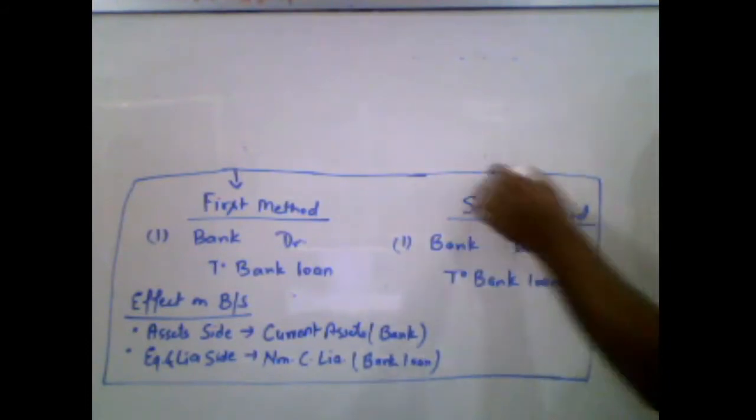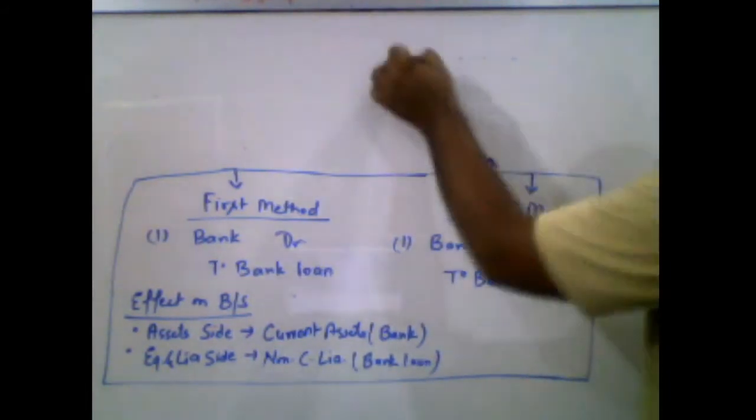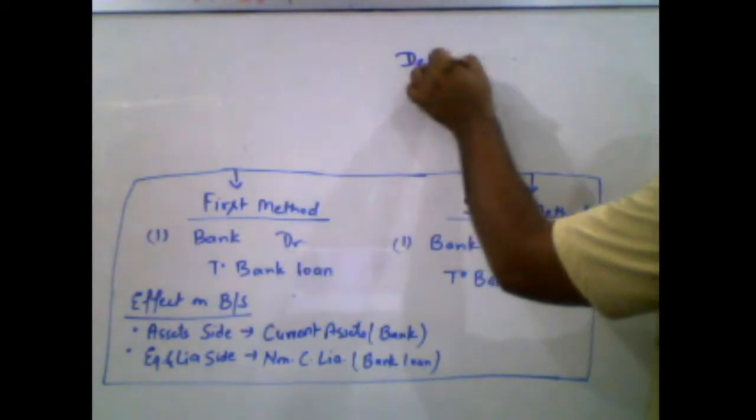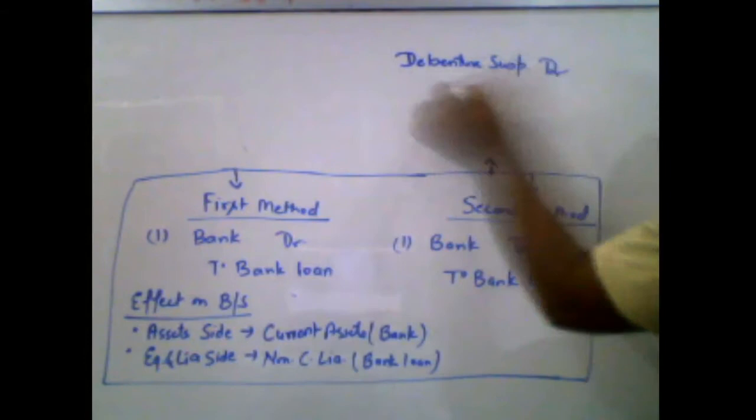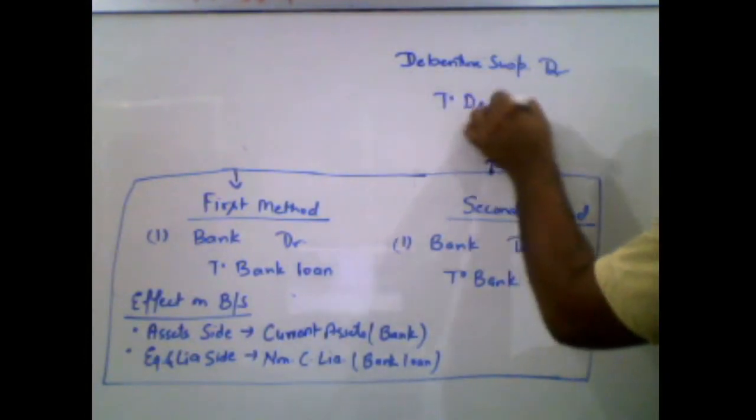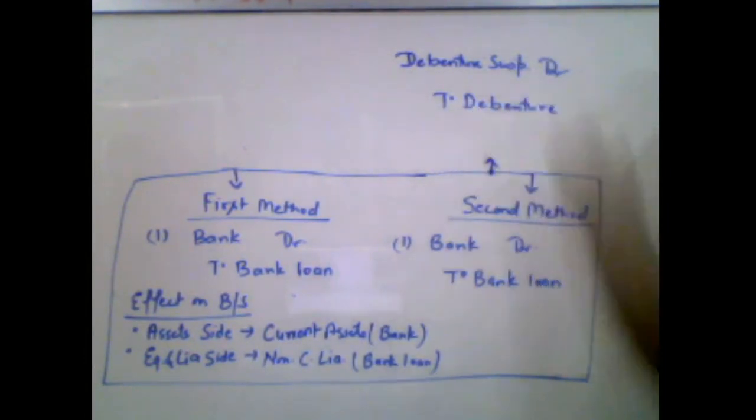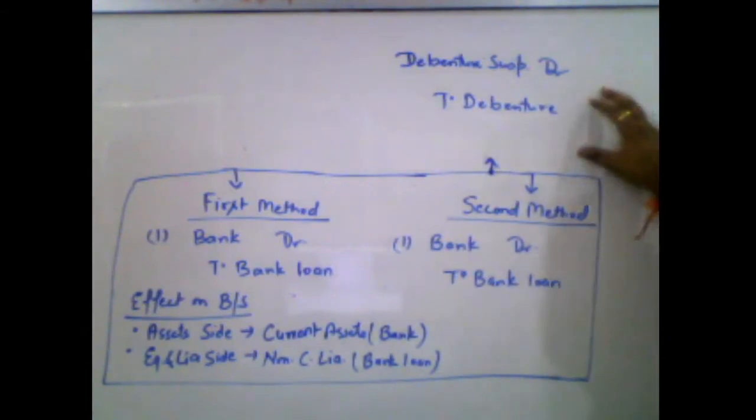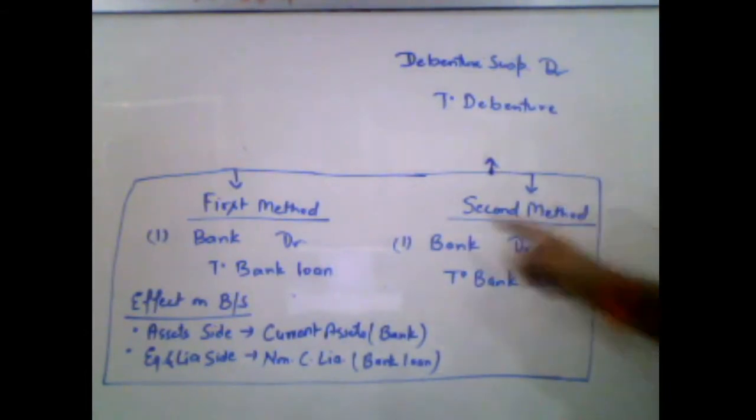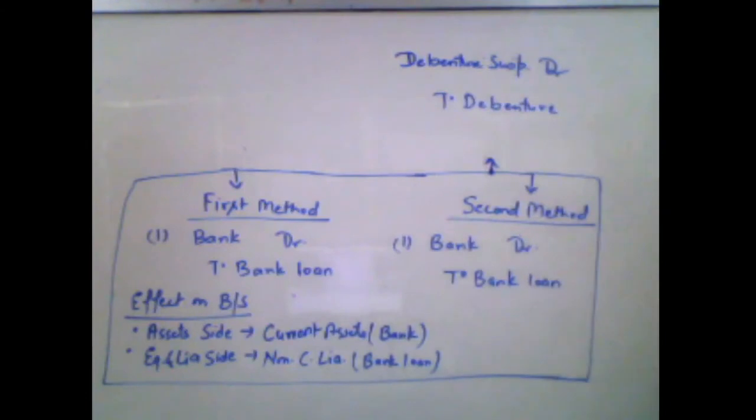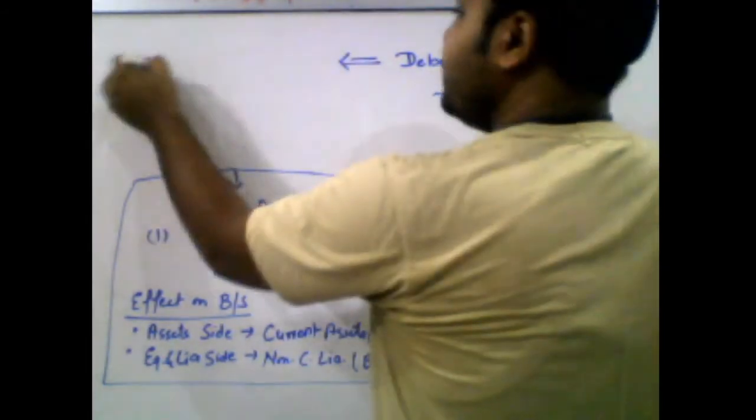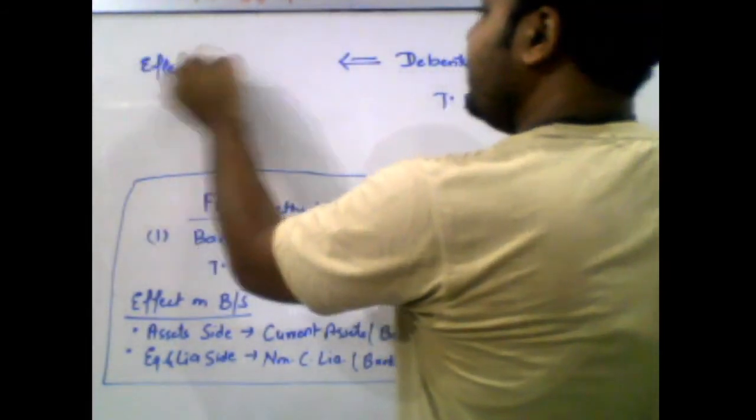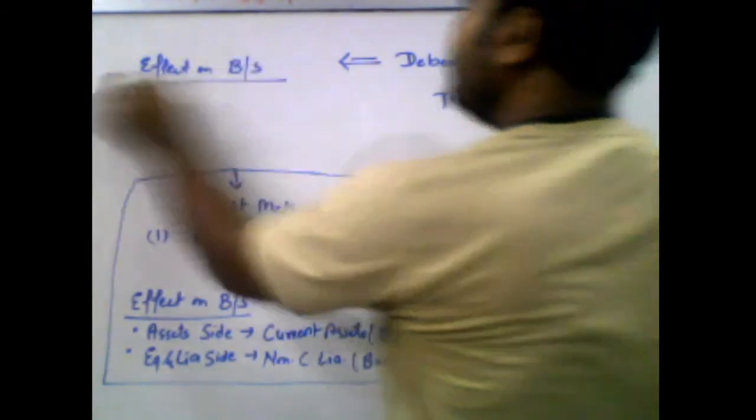सेकेंड मेथड में you know very well एक एंट्री और होती है, that is a debenture suspense account debit to debenture. ये एंट्री फर्स्ट मेथड में पास नहीं होती है. This entry is passed only in the second method. So what is the effect of debenture suspense account and the debenture account? सो इसका इफेक्ट क्या पड़ता है? इन सब का इफेक्ट देख लें अगर हम अपनी बैलेंस शीट में, तो effect on balance sheet of this entry.